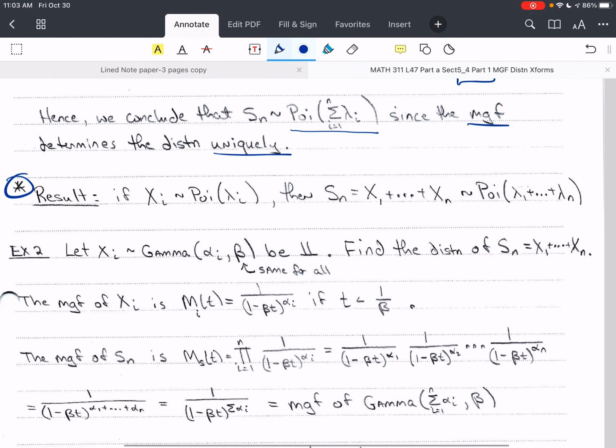So example 2, let x i have a gamma distribution with, this is going to be our shape parameter, alpha i. So this is shape that changes. It's different for each of these. So they're not identically distributed, but they are independent, and they have to be independent for this to work, okay? And beta, this is the same for all of them, and this is the scale parameter.